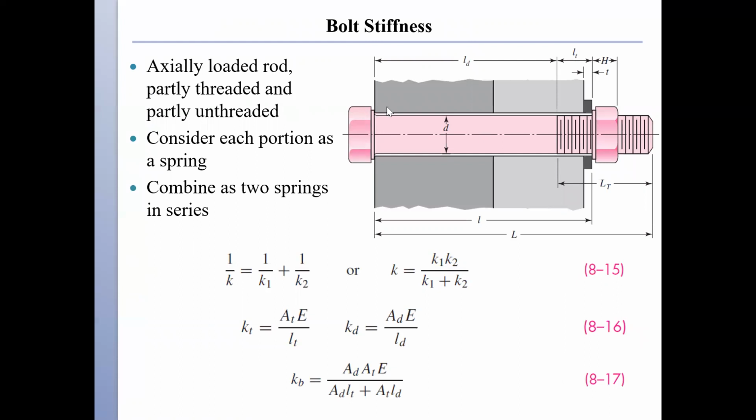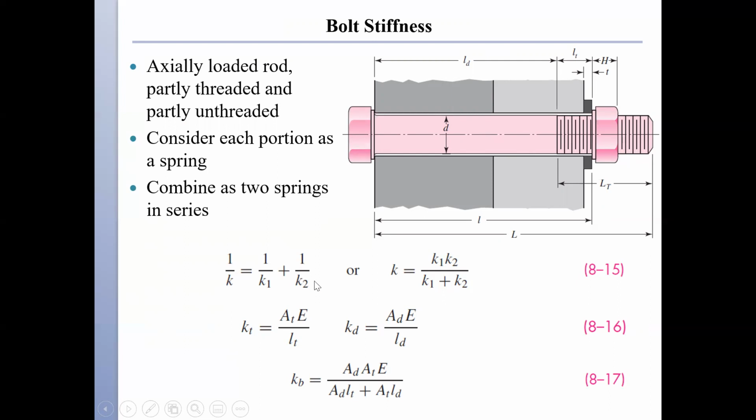So the bolt may be modeled as an axially loaded rod, even though it has a part that is unthreaded and a part that is threaded. And we want to focus on LD, the unthreaded, and the lowercase lt, because that's the part within the grip. So even though there is an uppercase LT, we're going to be using lowercase lt because that's the part within the grip. So I have the threaded part and the unthreaded part. They are like one spring followed by another spring. So two springs in series.